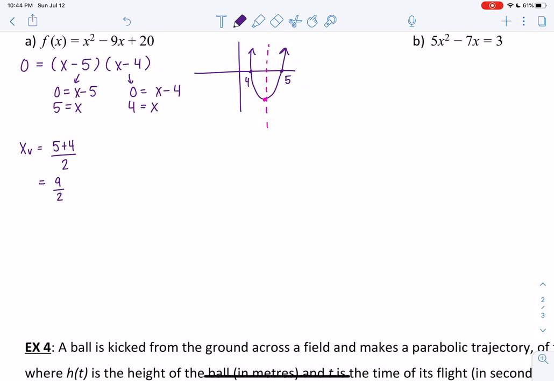Finally, I need to find the y of my vertex. And I have an x-coordinate, so we can just find the y-coordinate. So my y-coordinate would be the same as f at 9 over 2, like this. So let's sub in 9 over 2. 9 over 2 squared minus 9 times 9 over 2 plus 20. That would give me 81 over 4 minus 81 over 4 plus 20.